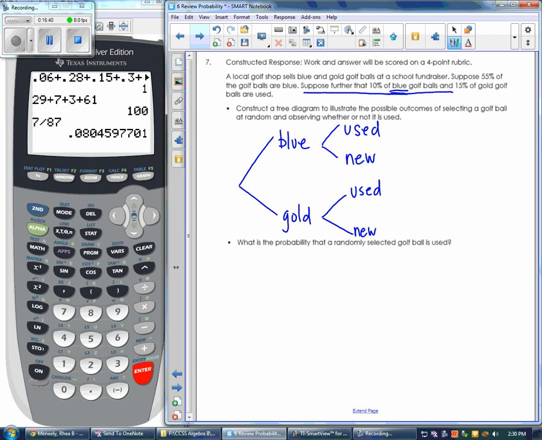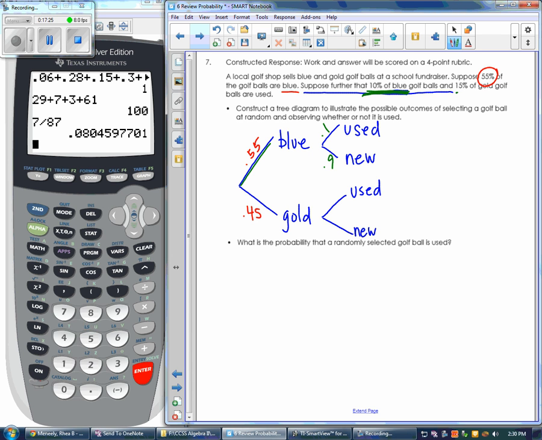Once you have the branches developed, we can go back and assign probabilities. Let's look again at that first statement. 55% of the golf balls are blue, so I'm going to write this as a decimal, 0.55. If 55% are blue, the rest would have to be gold, and the rest would be 45%, because 45 plus 55 gives you 100%. Then the next statement says, suppose further that 10% of the blue are used. So if I'm looking just at my blue golf balls, 10% are used, which means 90% are not.